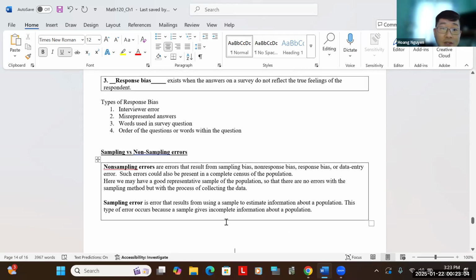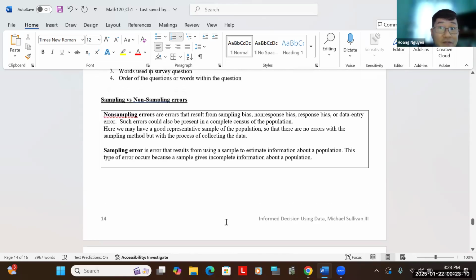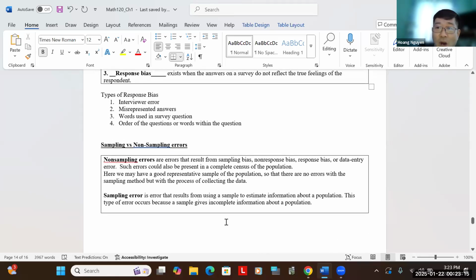For section 1.5, we just talked about the different sources of bias and the different kinds of error that we might have when we're doing statistics. This is the conclusion of section 1.5.